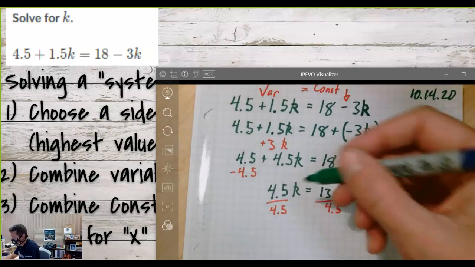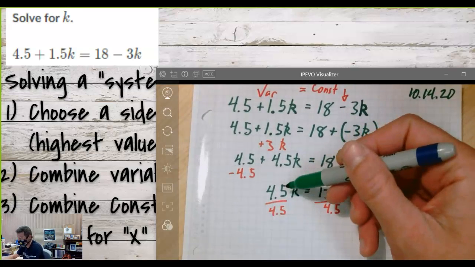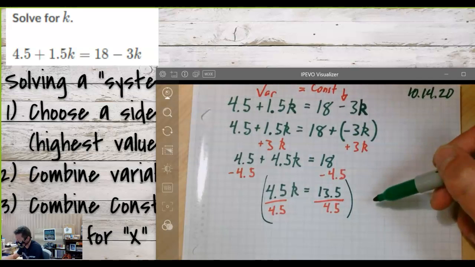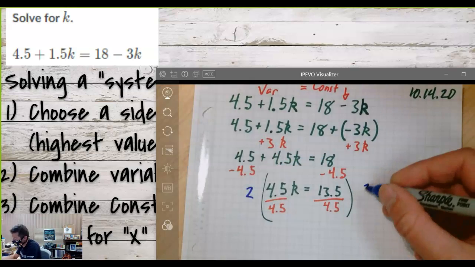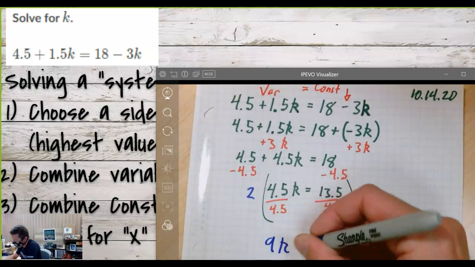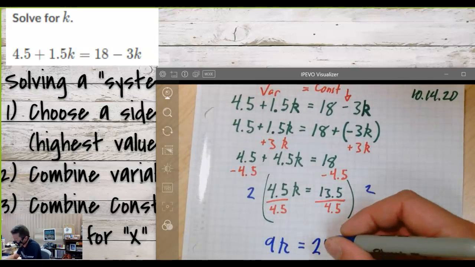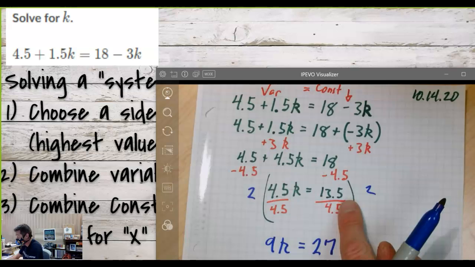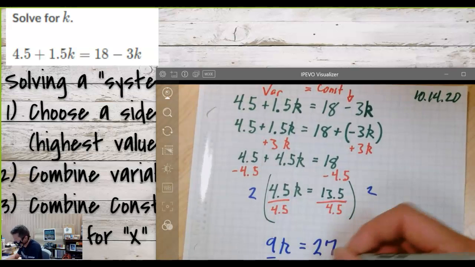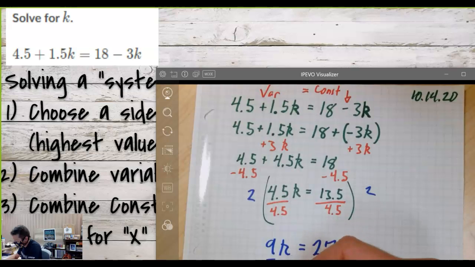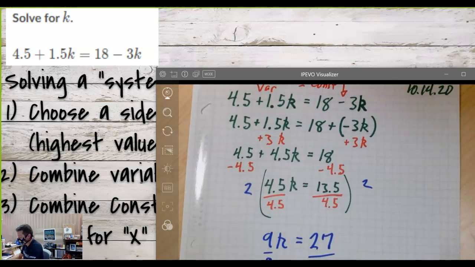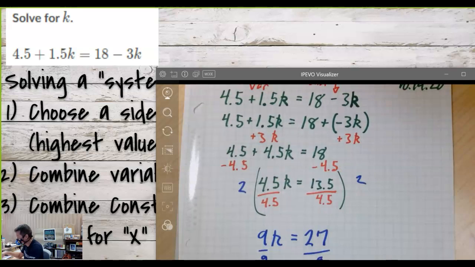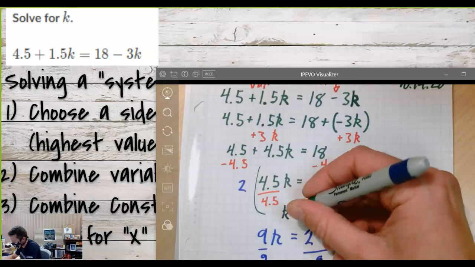Cooper, you're awesome. So Cooper said, what if we take the whole thing, and I'm going to write this in a different color because this is a whole different route. If we double this whole thing, we get 9k equals 27. Now, you made sure you doubled this one, too. So then we could just divide by 9 and get k is equal. What's 27 divided by 9? 3. Yeah. That's the same thing we would get up here. K will equal 3 when we do this division up here.